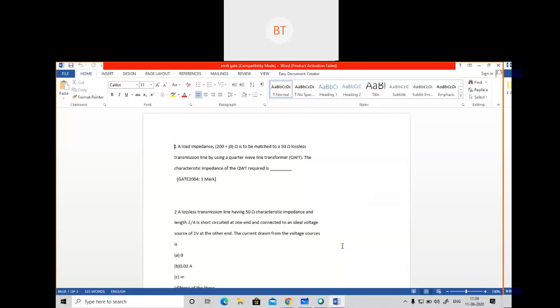So please take a copy and pen. We will solve one by one. What is the question, what is the solution here? So this is the first question. The question is, a load impedance that is given as 200 plus j0 ohm is to be matched to a 50 ohm lossless transmission line by using a quarter wave line transformer. I will tell you the meaning of all those things.